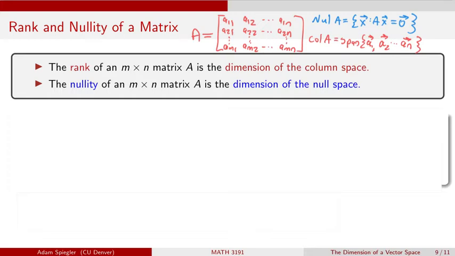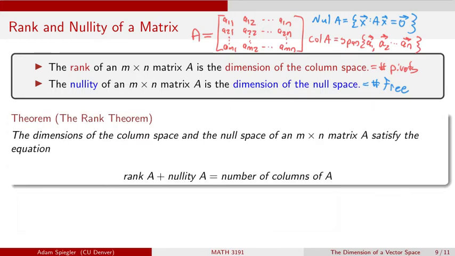And one observation that we've made is that the dimension of the null space of matrix A is going to equal the number of free variables, and the dimension of the column space is going to equal the number of pivots. And both of these things, number of free variables and pivots, we can identify by putting the matrix into reduced row echelon form.